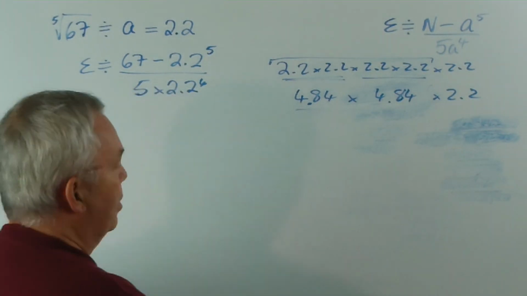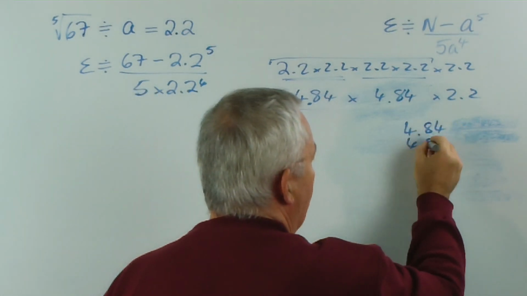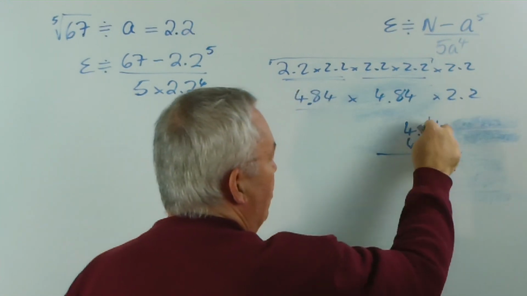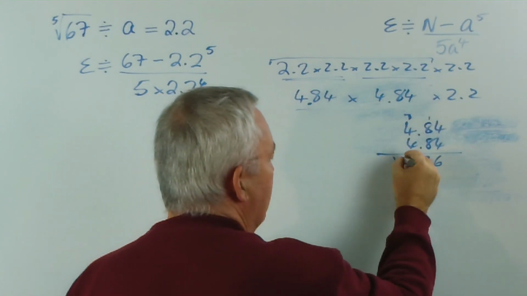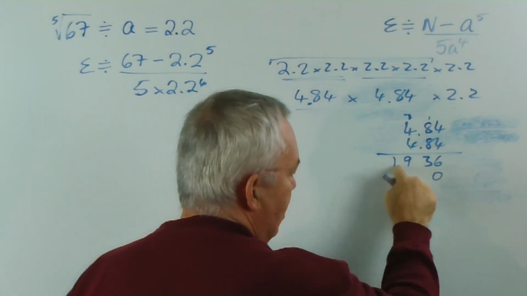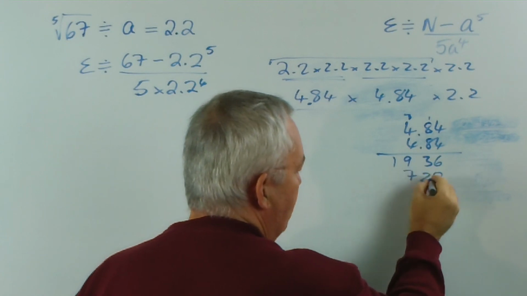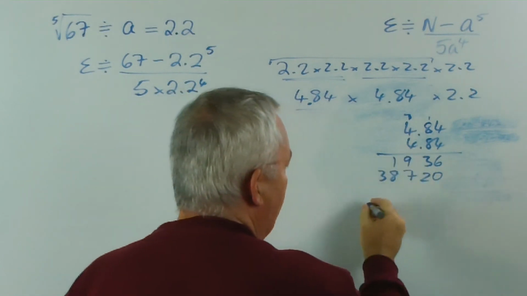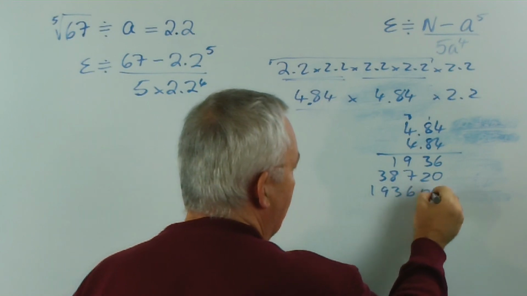And that would be 2.2 to the power 4. Let's do it. 4.84. 4 fours are 16, carry the 1. 4 eights are 32, 33, carry the 3. 16, 19. Put a 0. Now 8 times this is going to be twice that. So twice 36 is going to be 72, and twice 19 is 38. And then we're going to have a 4 again, so it's going to be 19360.